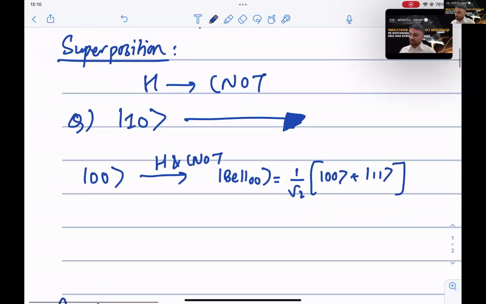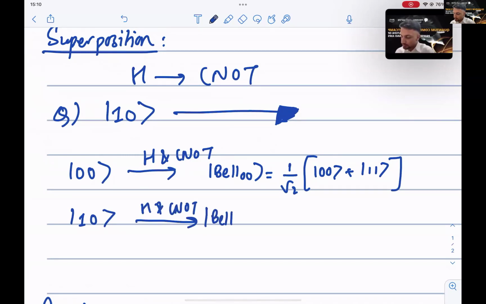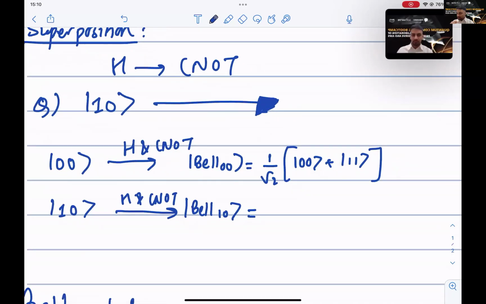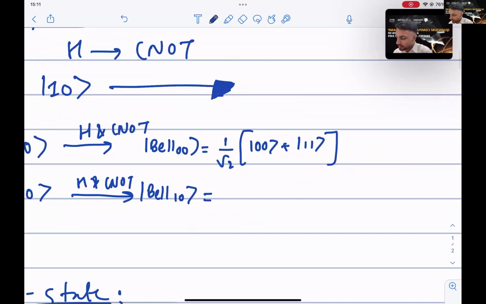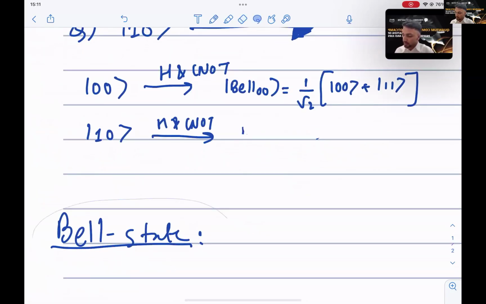But this is actually not the only Bell state. There are also other Bell states. So if you start with state 1, 0, for example, and apply Hadamard and CNOT, what do you get? To answer this question, first let's apply Hadamard. Let's go through this step by step, okay?